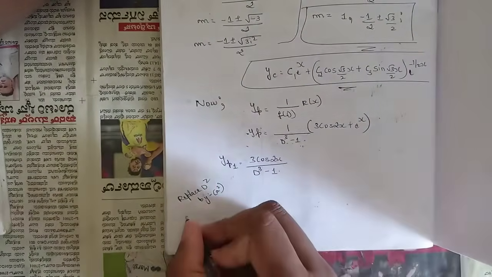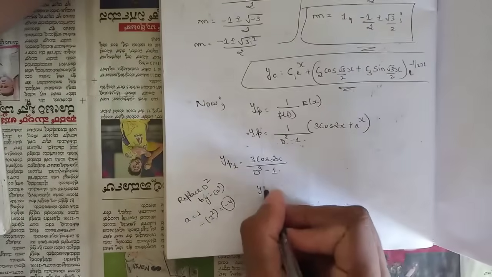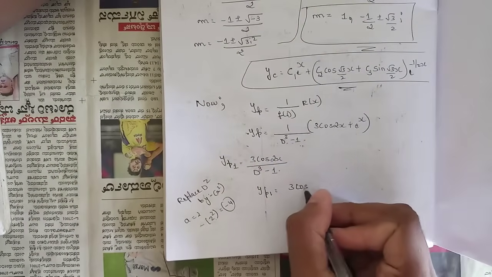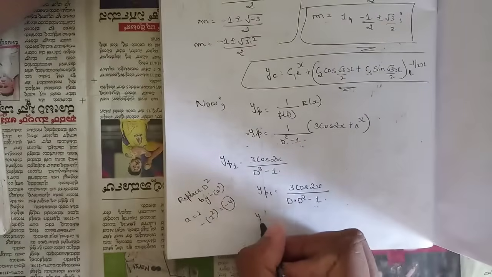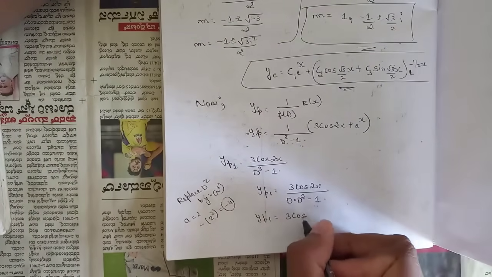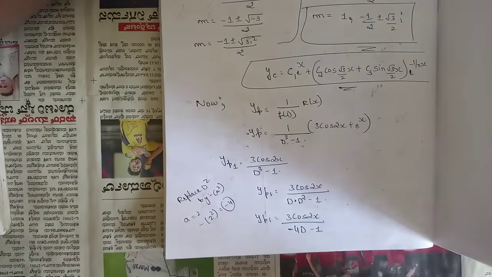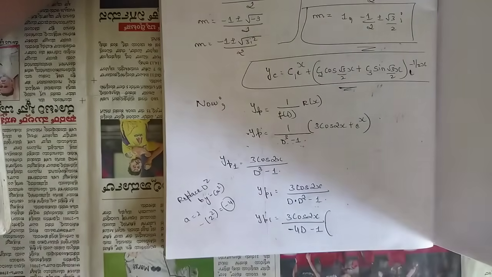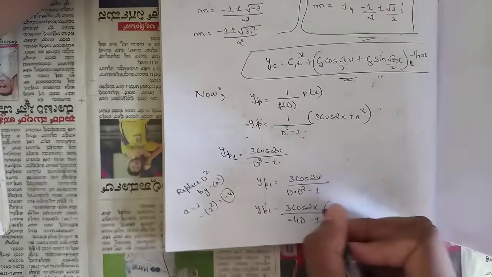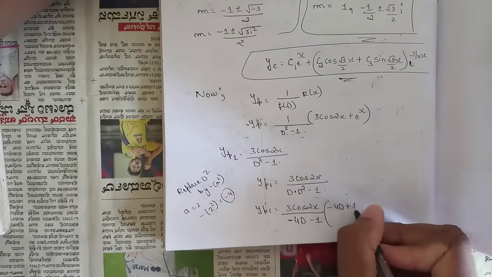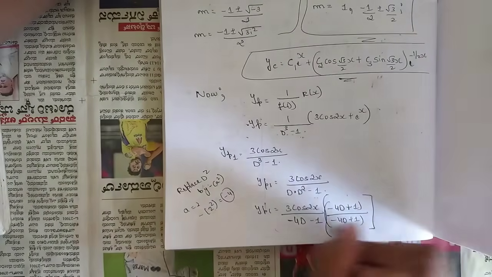Again the value of a is 2, so d square is minus of 2 square, equal to minus 4, right? So now yp1 would be 3 cos 2x divided by, split it first, d square minus 1. The value of d square is now minus 4, so this would be minus 4d minus 1. Whenever there is an expression of this form, we need to multiply the numerator and denominator by its conjugate, minus 4d plus 1 divided by minus 4d plus 1. So now multiply these two terms.